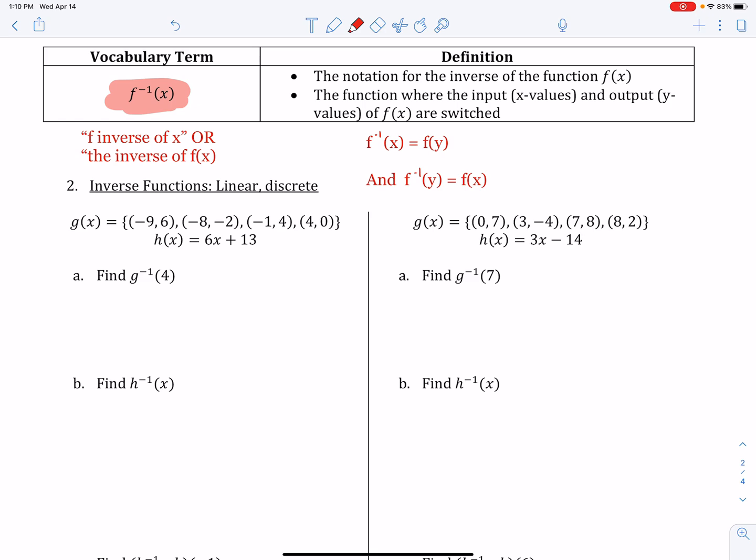Well, what's the definition of the inverse of f of x? The notation for the inverse of the function f of x, that's what that's saying. The function where the input x values and the output y values of f of x are switched. So they're just reversed in another way. Some of you might go, I don't know what the heck you're talking about. Well, I put it down here. So if we're saying the inverse of f of x is equal to f of y, and the inverse of f of y would equal f of x, meaning they're just reversed. So in other words, when you see the inverse of f of x, that just means f of y. And when you see the inverse of f of y, then that's f of x. Okay, so you're just flipping them.